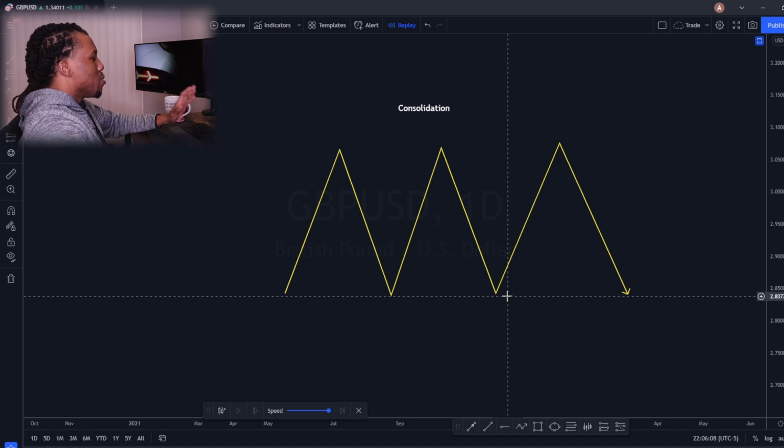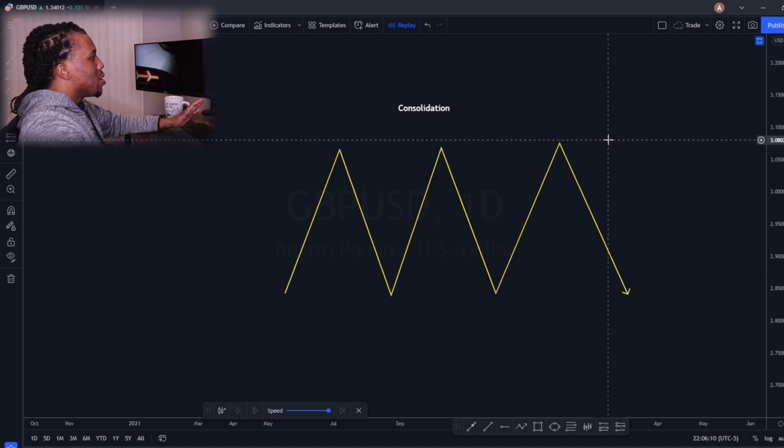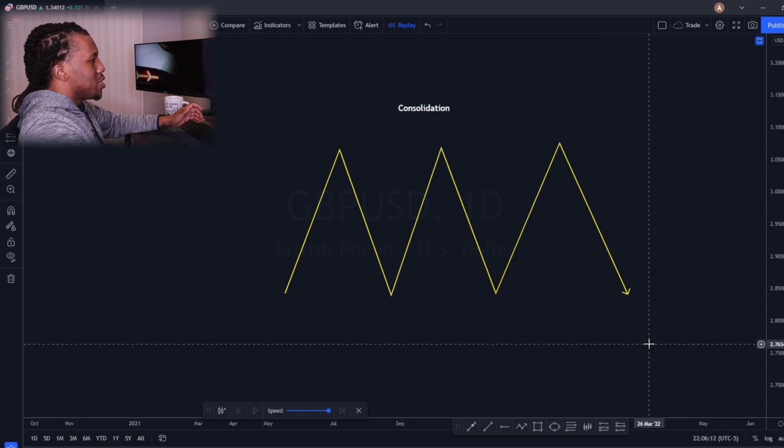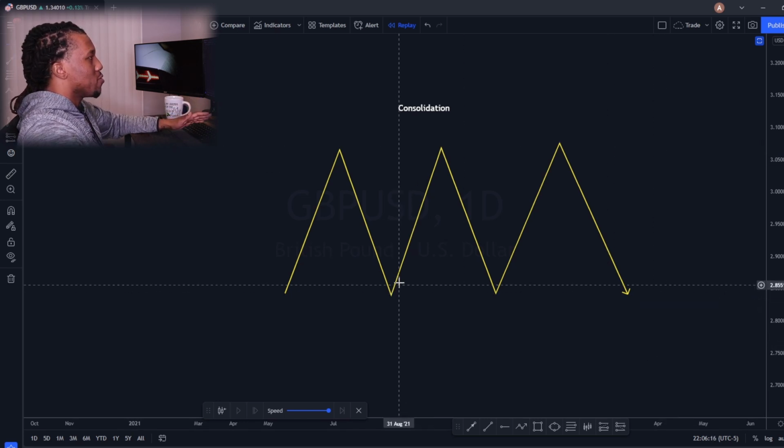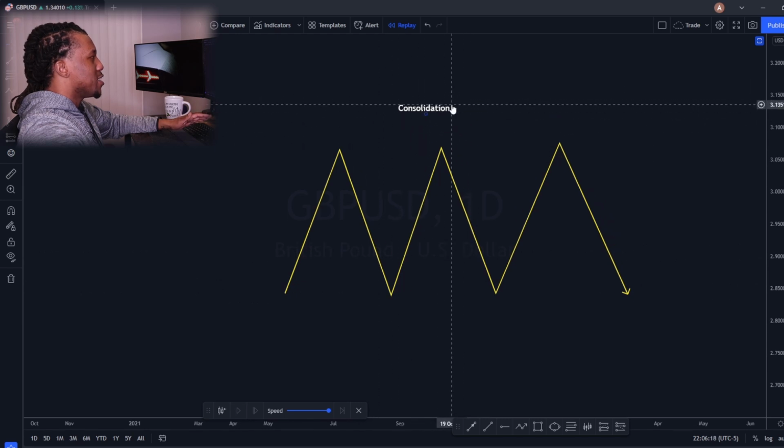It is simply the market moving sideways, equal highs and equal lows. There's no real true direction in the market, right? So that's when the market is consolidating.